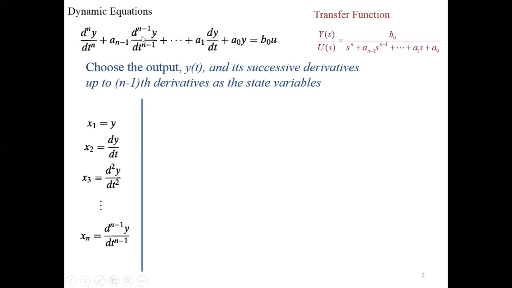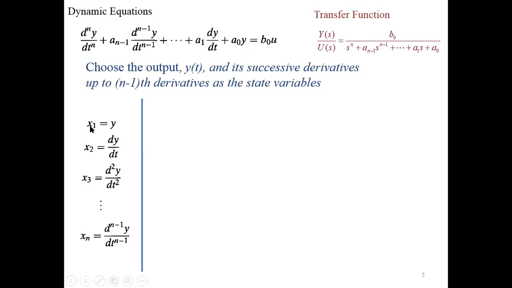So we will take common X of s, and all the coefficients will be divided on the right side, and b naught will be the numerator and all the terms will be the denominator. This is our transfer function. If we want to convert this dynamic equation of the system to state space representation, we will choose the output. Here the output will be y.